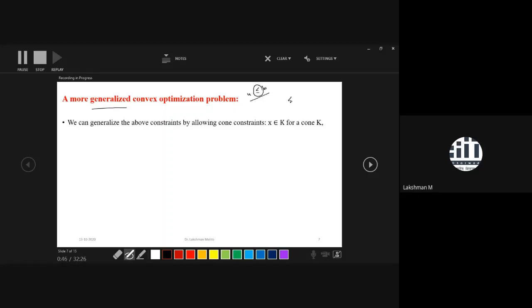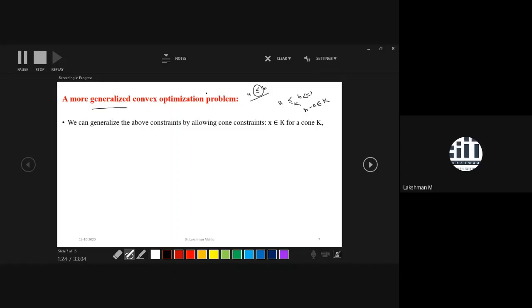Now for the generalized convex optimization problem we will introduce a generalized inequality with respect to a cone. So K is a cone. Here we will say that A is less than or equal to B with respect to this cone, which implies that B minus A is in the cone. This is the definition of the generalized inequality.